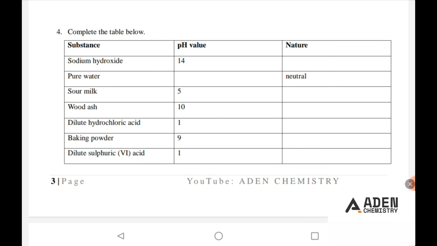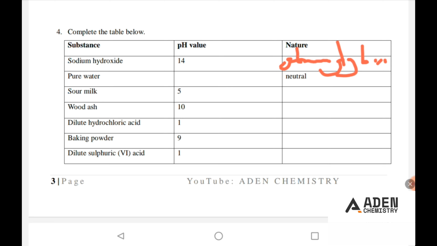We are told complete the table below. In this table, we're having substances, pH value, and also the nature of the substances. So here we're supposed to complete the table. So here we're having sodium hydroxide. It's a base, pH value of 14. So what is the nature of this substance or this solution? It will be strongly basic. So that's how we're supposed to write it. Strongly basic or alkaline. That's what we can say. So you are supposed to fill it like that.